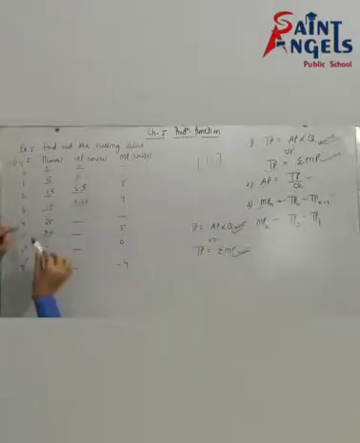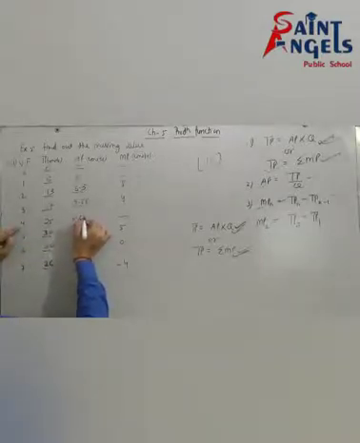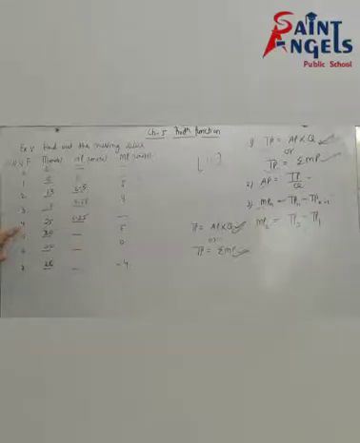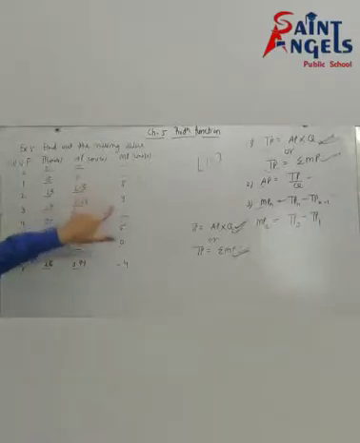See, 25 divided by 4 means 6.25. See, 30 divided by 5 means 6. 30 divided by 6 means 5. 26 divided by 7 means 3.71. See, 3.71. Now after this, we have to find value of MP.